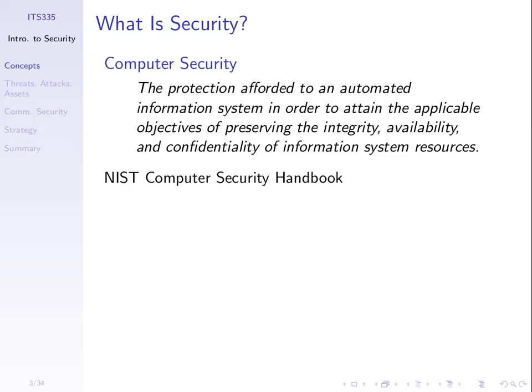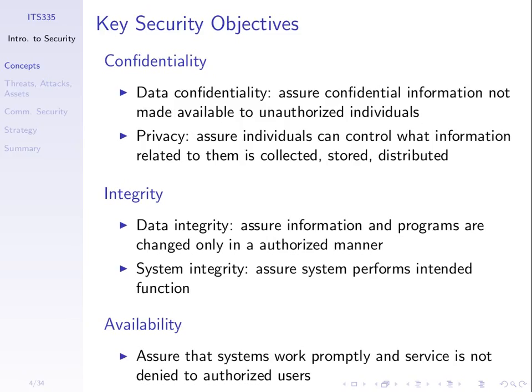The next slide talks about those three things that we want to preserve, but in a different order: confidentiality, integrity, and availability. What do we mean by those things? They are considered three important objectives of computer security. CIA.